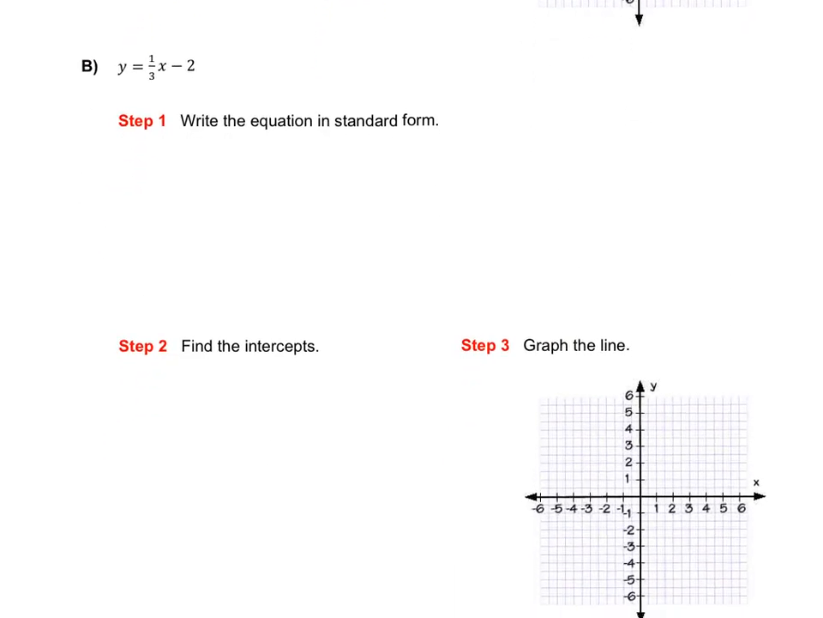Okay, for example 3, it says write the equation in standard form first. To write this in standard form, that's ax plus by equals c. What we need to do is first move the x to the other side. It becomes the opposite sign. So negative 1/3 x plus y equals negative 2. The next thing we want to do is make this a whole number. If I multiply everything by negative 3, then I can get rid of this negative and the denominator.